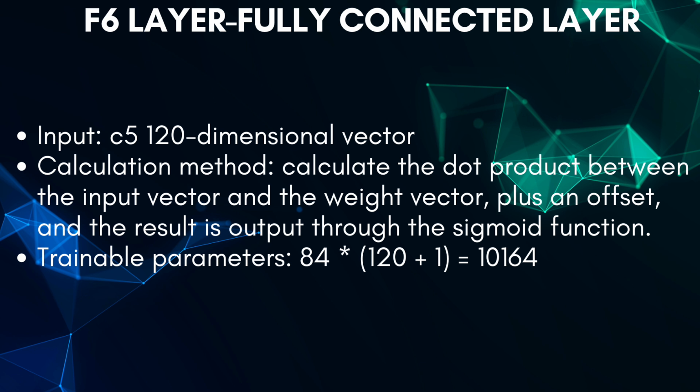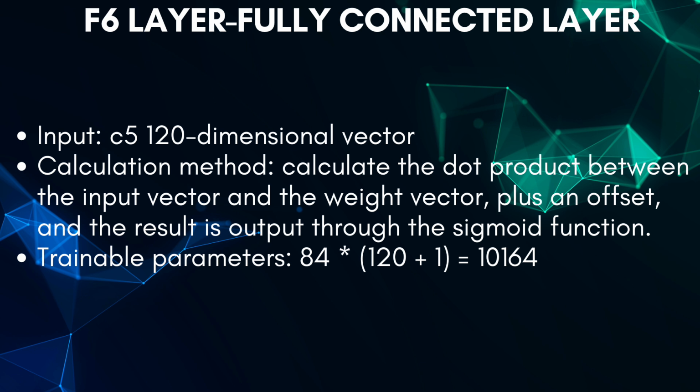After that, we add an offset, also known as a bias, to the result. Finally, the result of this calculation is passed through a sigmoid function. This activation function helps to map the output to a range between 0 and 1, making it suitable for classification tasks.